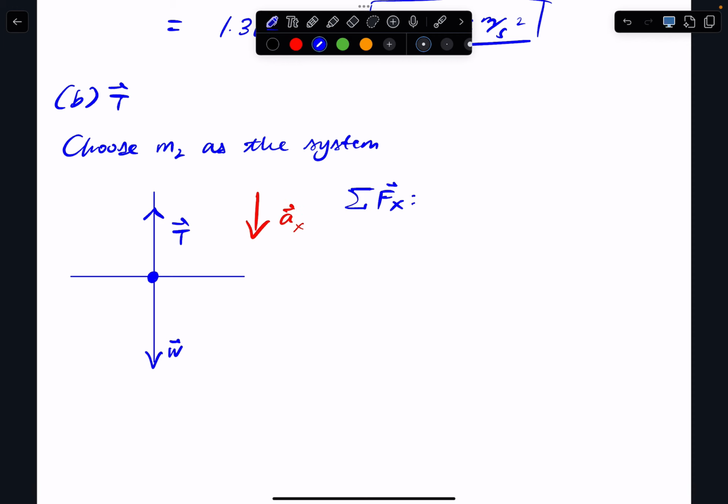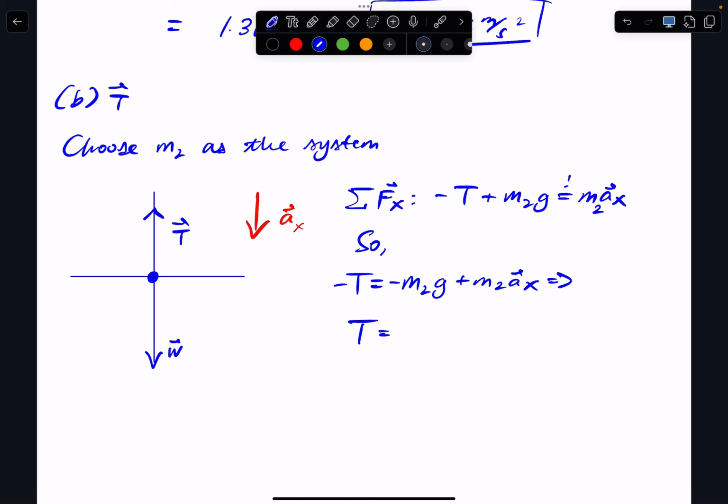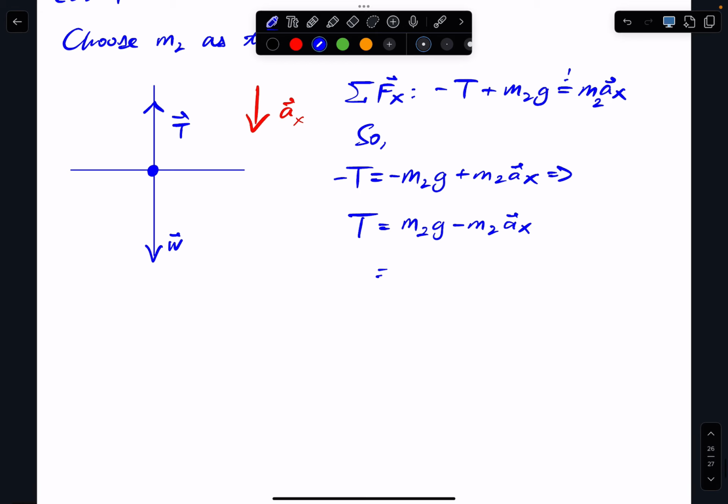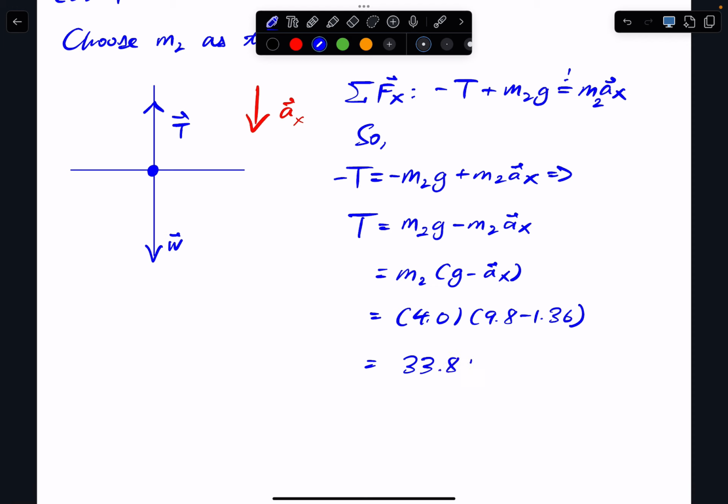So my x equation becomes negative T plus m2g equals m2 a_x. So T is equal to negative m2g plus m2 a_x. So T itself is just equal to m2g minus m2 a_x. Factor that out. So that's 4 times (9.8 minus 1.36), and that's 33.8 newtons.